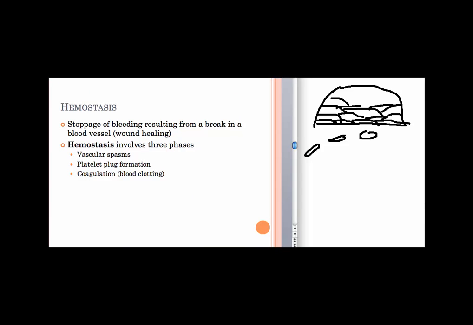Alright, the next thing we're going to look at is hemostasis, so when those platelets actually come in. Hemostasis is the act of stopping bleeding any time you have a break within your capillary or within your skin. And this occurs in 3 phases.